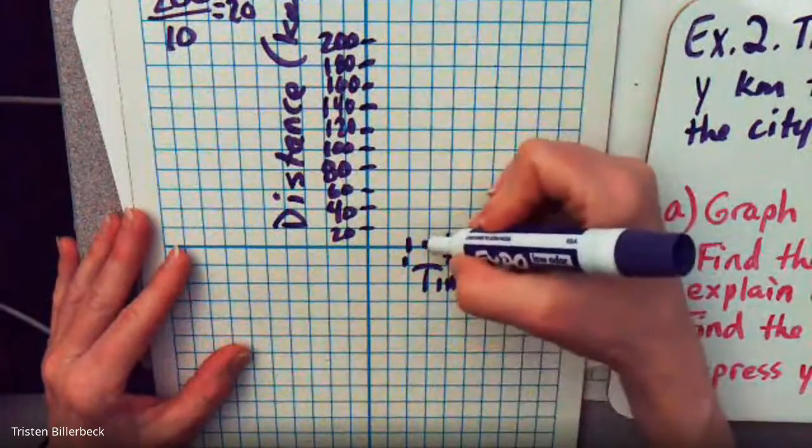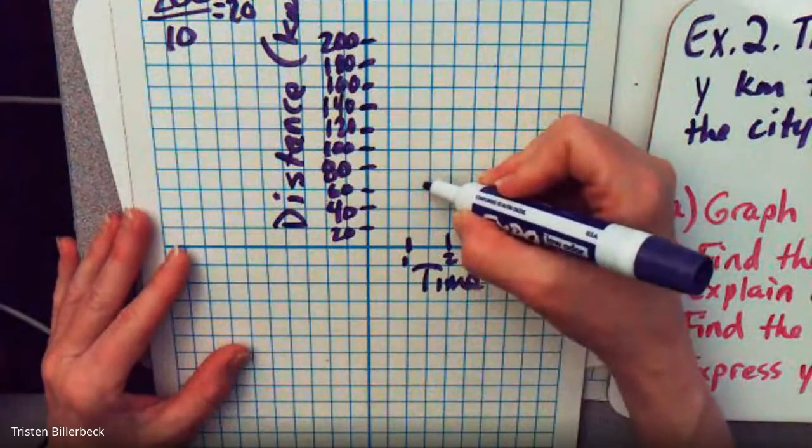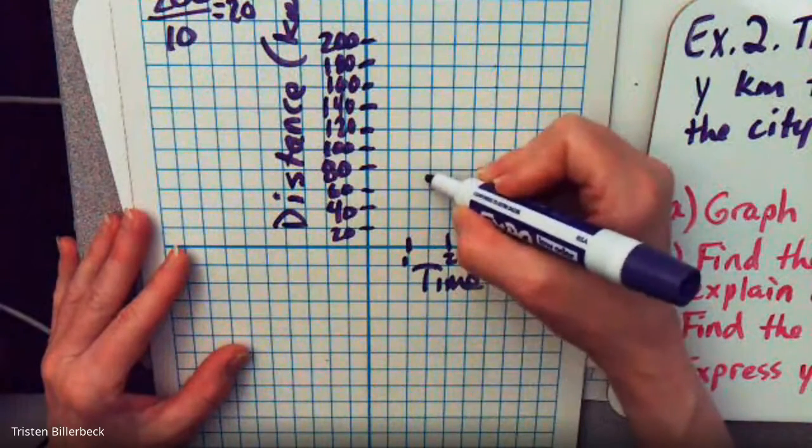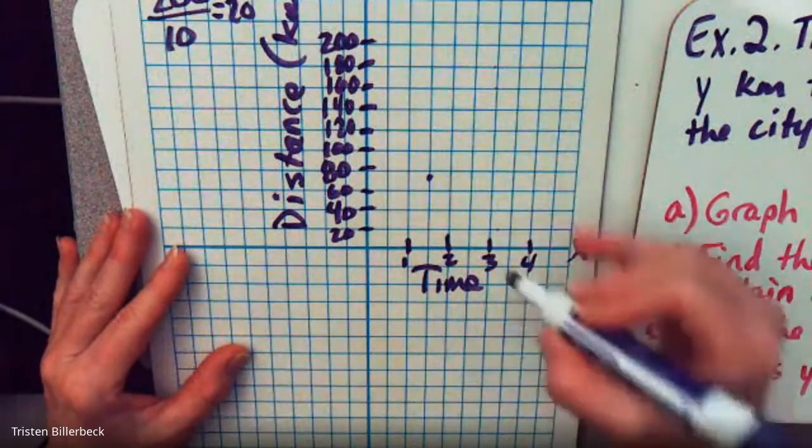Okay, so at 1.5 hours, we went 75 kilometers. That's going to be a bit of a guess because of our scale. So we'll guess that one and we'll fix it with a line.